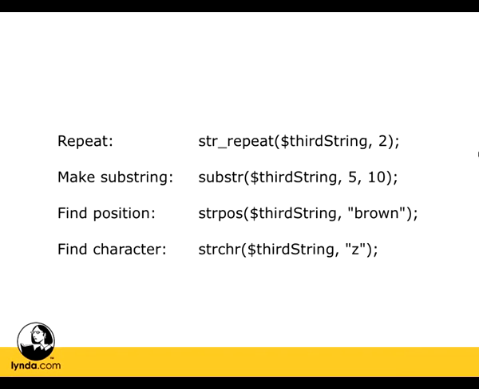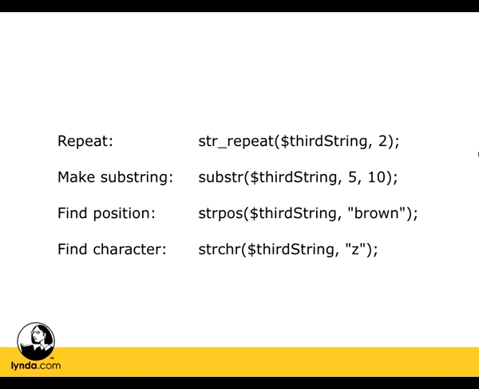If you're curious to try a few more, I've put up 4 more strings for you. The repeat string, which just repeats a string several times, making a substring by taking a starting and ending position, finding the position of the word brown in the third string instead of returning everything after it. Tell us what position it's at. Give us a number. And find character, which will find where a certain character occurs inside a string.